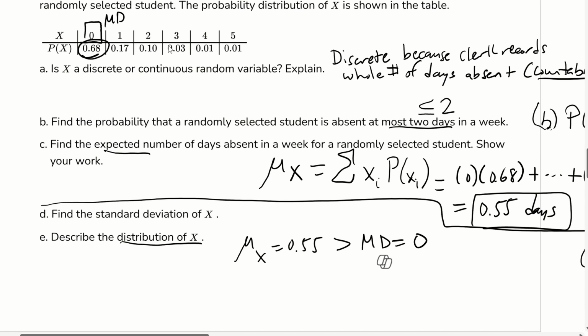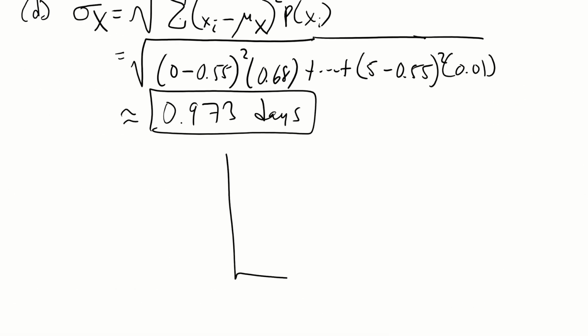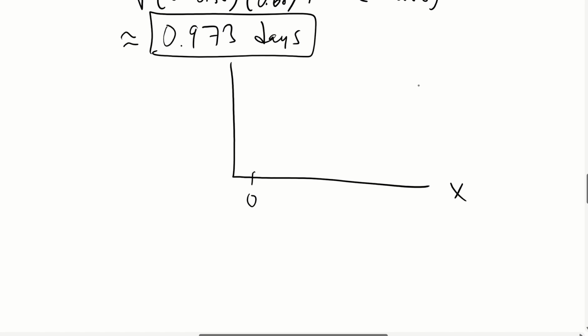You can also graph this. It's easy to graph. Let me open up the values in another page here, because I don't remember what they are. So your x values are 0, 1, 2, 3, 4, and 5, and then you have 68%, so 10, 20, 30, 40, 50, 60, 70 on the vertical axis.